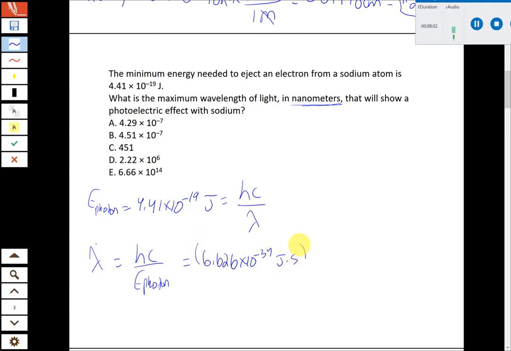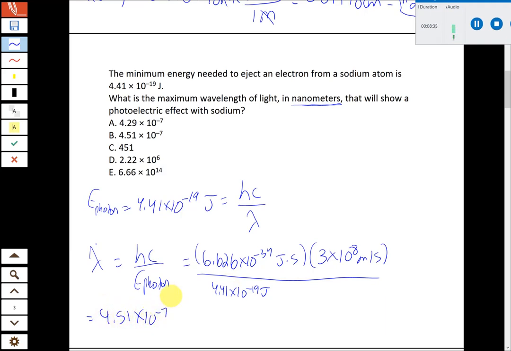So h is 6.626 times 10 to the minus 34. c is 3 times 10 to the 8th meters per second. And then the energy of the photon, we're told, is 4.41 times 10 to the minus 19 joules. So when we multiply that out, we get, hang on a second, I left out a digit, 41. So I got 4.51 times 10 to the minus 7, and that's going to be in meters because we're using the speed of light c.